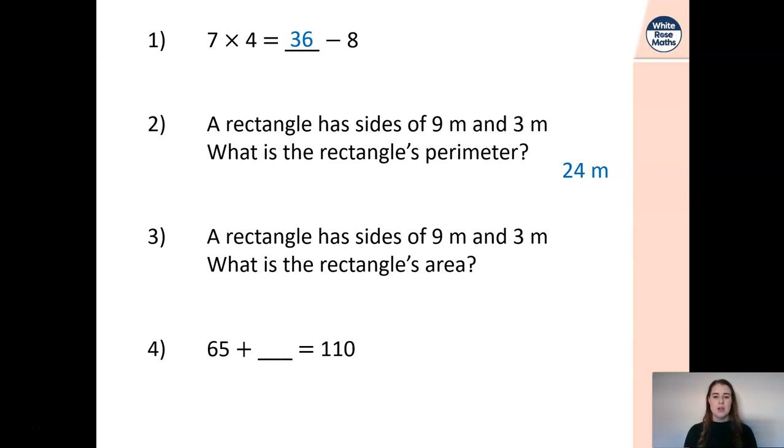Now a rectangle has sides of 9 and 3 metres again. What is the rectangle's area? Well, here all we have to do is multiply them, and the answer is 27 metres squared. To work out 65 and the missing number, we could do the inverse of 110 take away 65, which gives us the answer of 45.